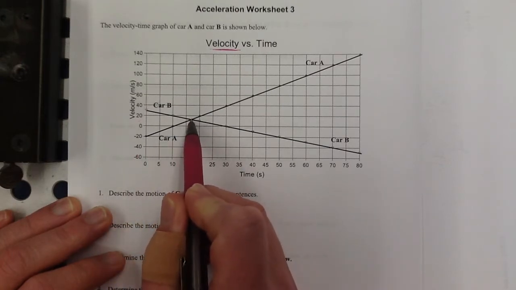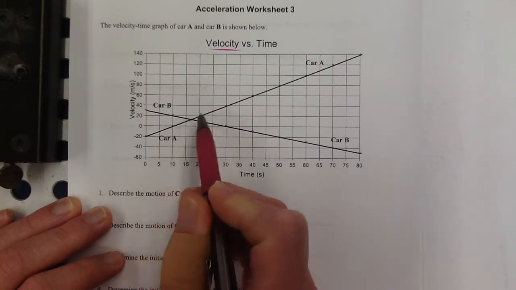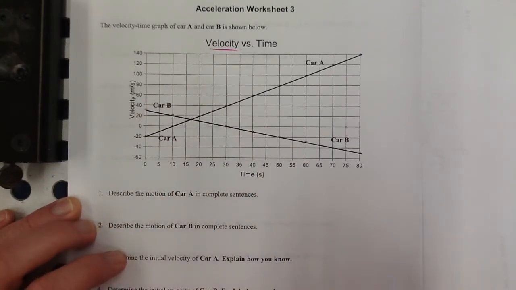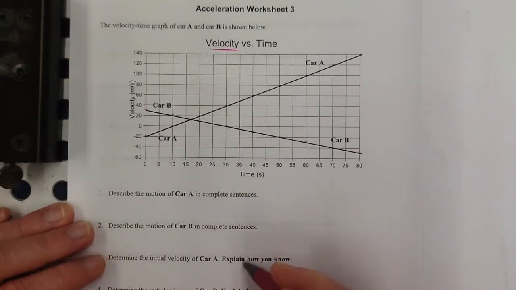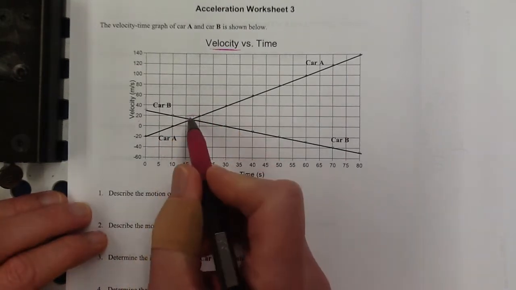I mean, I could be driving 70 miles an hour north on 81, and you could also be driving 70 miles an hour north on 81, but it doesn't mean that we're at the same place. It just means that we have the same velocity. So be careful about that. When we see that intersection, we don't want to think that the cars are at the same place, because they are not.